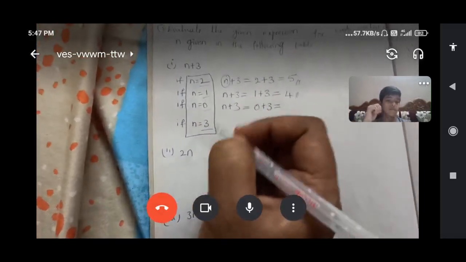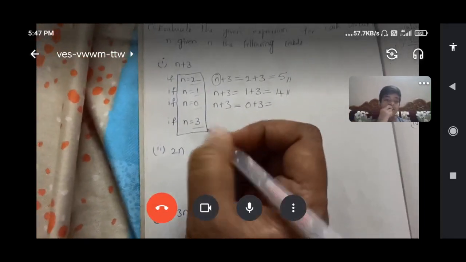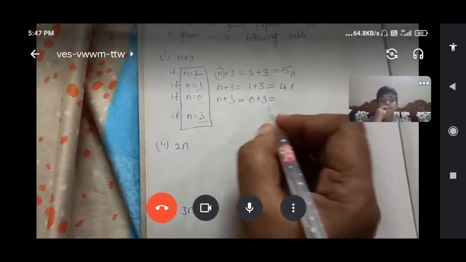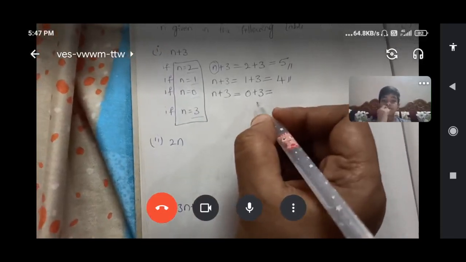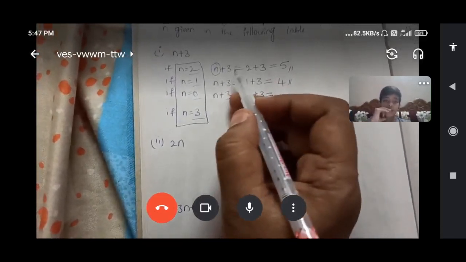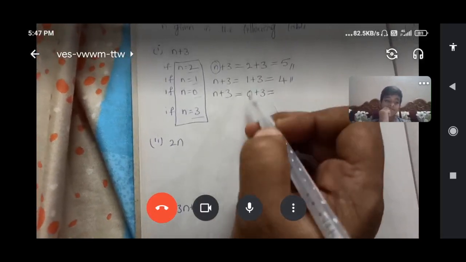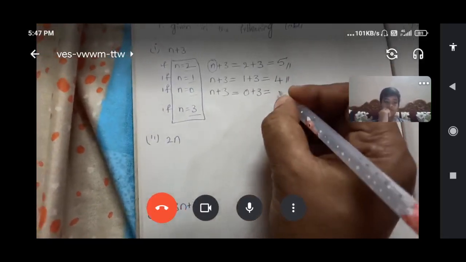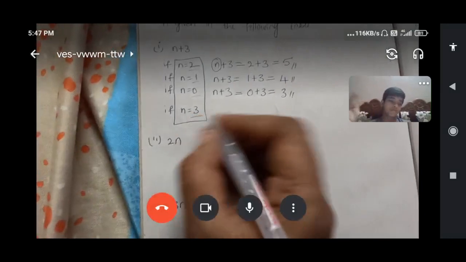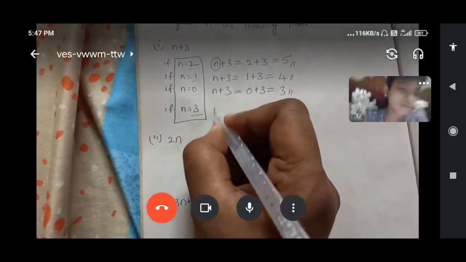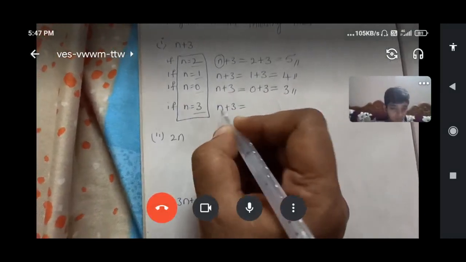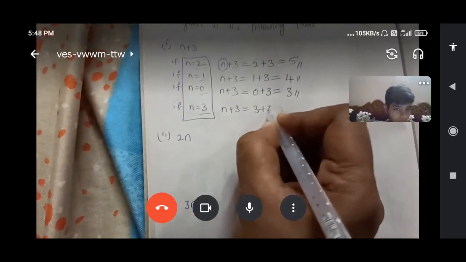Whatever they have given, we have to put in the place of n. Just you have to keep it there and then do the operation. So when there is a variable we do not know the value, but we have put a fixed value, then we can add. So here 3 we will get. And n value 3 means n plus 3 is equal to, we have to put 3 here. 3 plus 3 is equal to 6.